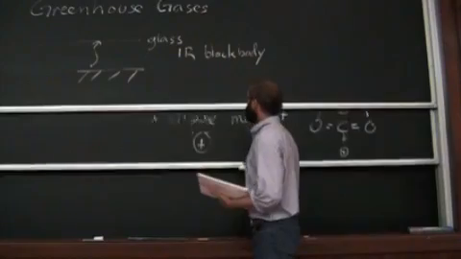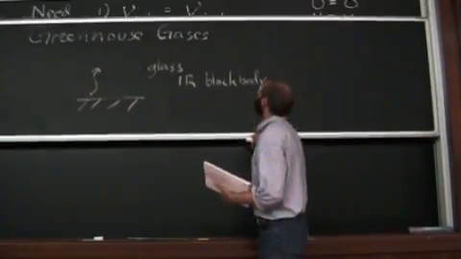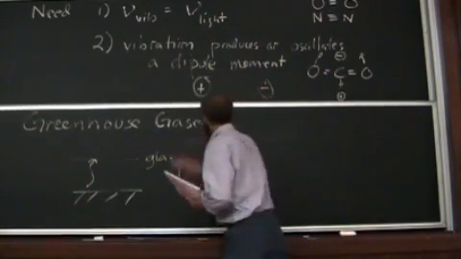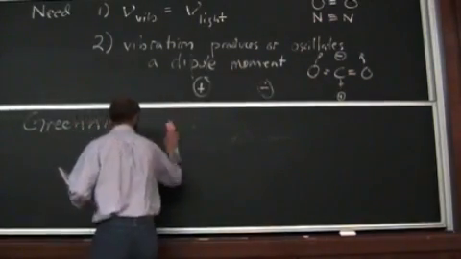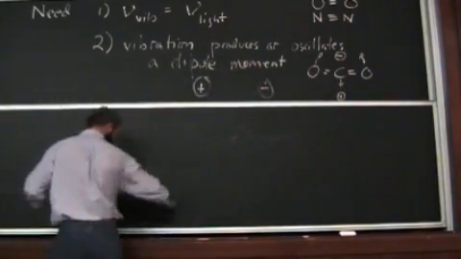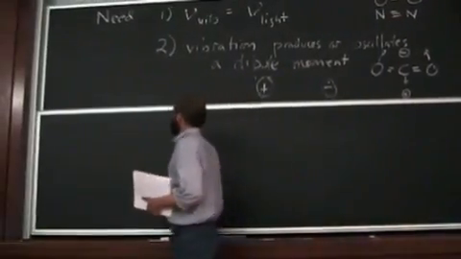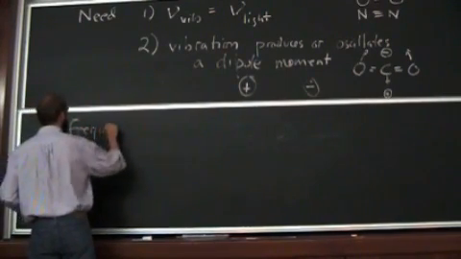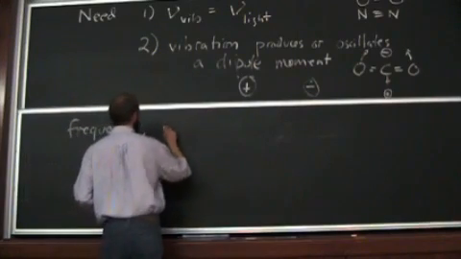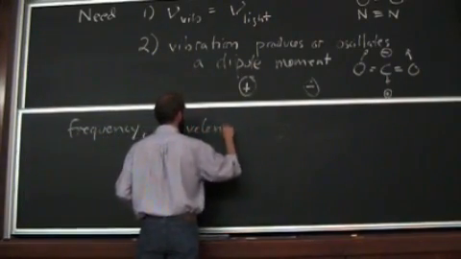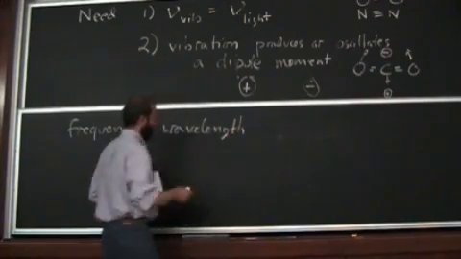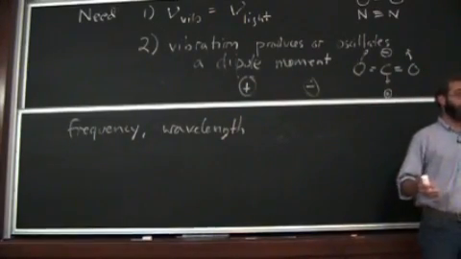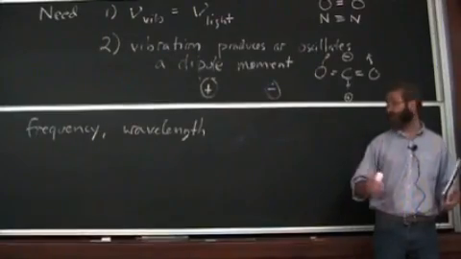So, the first thing I need to show you is kind of like a housekeeping thing almost. We talked about different units of light. So there's frequency, and there's wavelength, and they're both interconvertible. So if you know the frequency, you can calculate the wavelength. You did that in lab the first week.